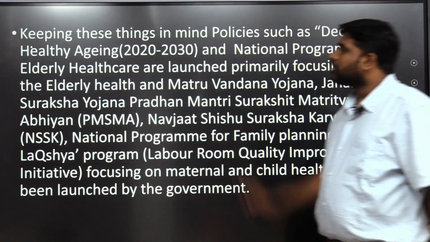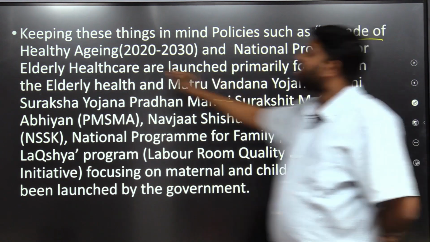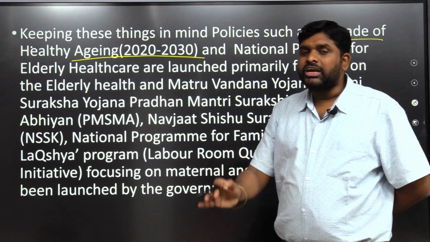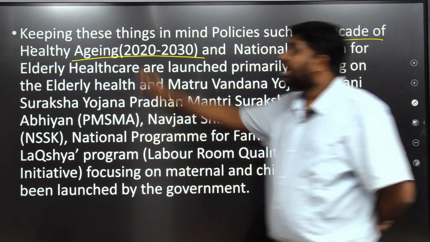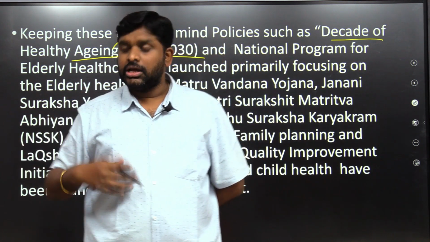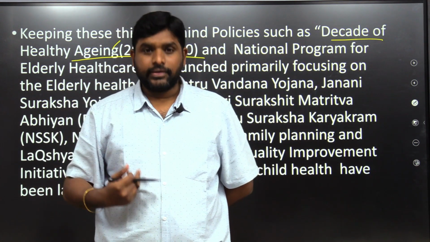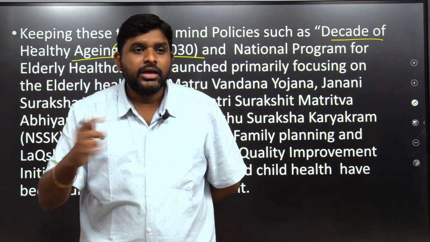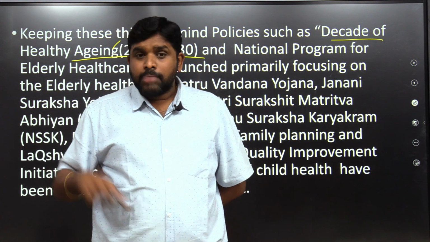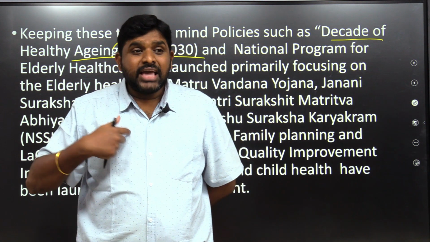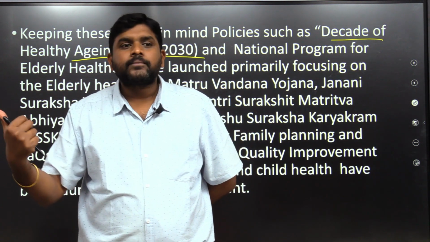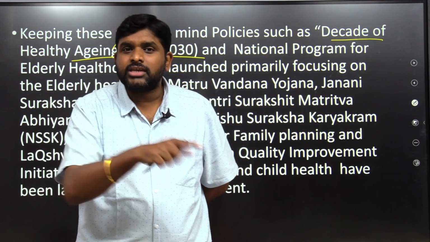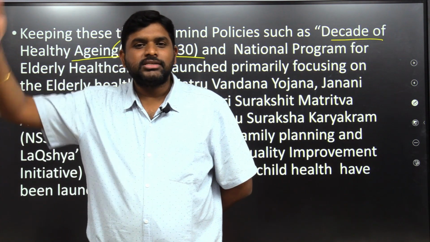The question is about that. So I will write like this. Decade of Healthy Aging 2020-2030. 2020-2030 was declared as the decade of healthy aging, meaning I should become aged, but my aging should be what? Healthy. Meaning there should be chronological aging but not biological aging. So chronologically I should become old but not biologically, meaning my aging should be coterminous with my chronological aging.